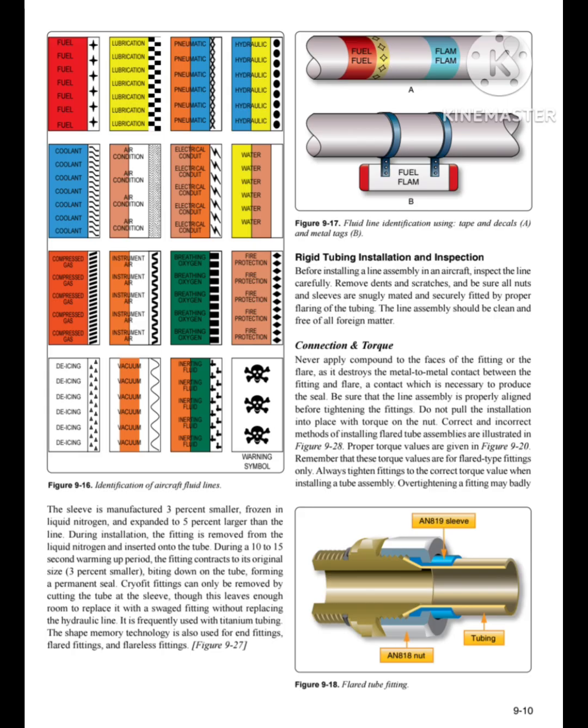And in this we can see that there is a connection between the fuel, lubrication, and pneumatic hydraulic systems. There are different types of system symbols, and ventilation has been shown in this figure. As we can see, the warning symbol is known as a warning symbol, and on the other options we can see a fuel flame, and the above and below items show us rigid tubing installation and inspection and connection and torque.